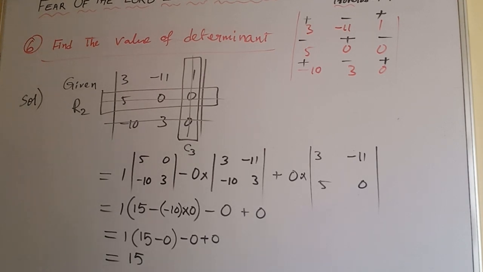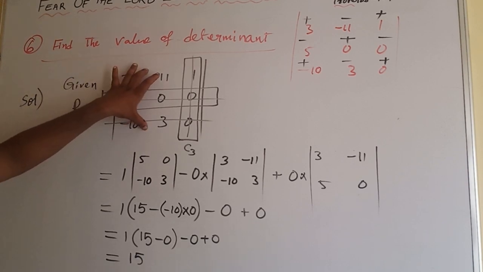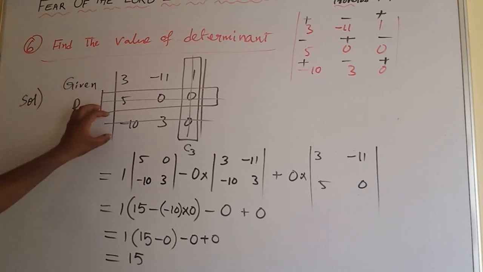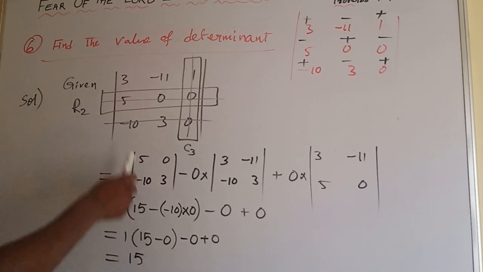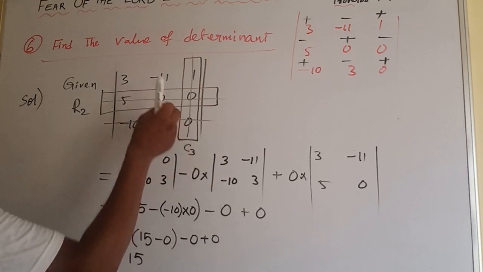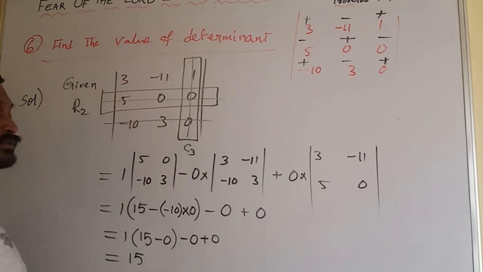So that is about how to find the determinant of a 3 by 3 matrix. Remember carefully, if you want to find an order 3 determinant, you can take any row or any column, but always remember to take the one with more zeros, so that it becomes a very easy calculation for you. That is only the shortcut. Let's move on to the 7th question.